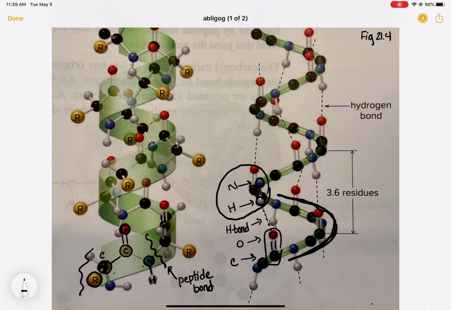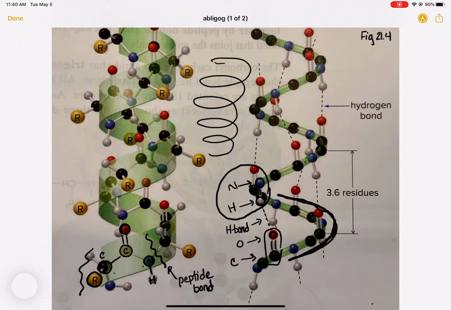And so this repeating pattern of hydrogen bonding between two amino acids that are not directly connected in this order creates this twisted shape. It's like a spiral, sort of a corkscrew twisted shape, where it gets its name, the alpha helix, with helix being a twisted representation.